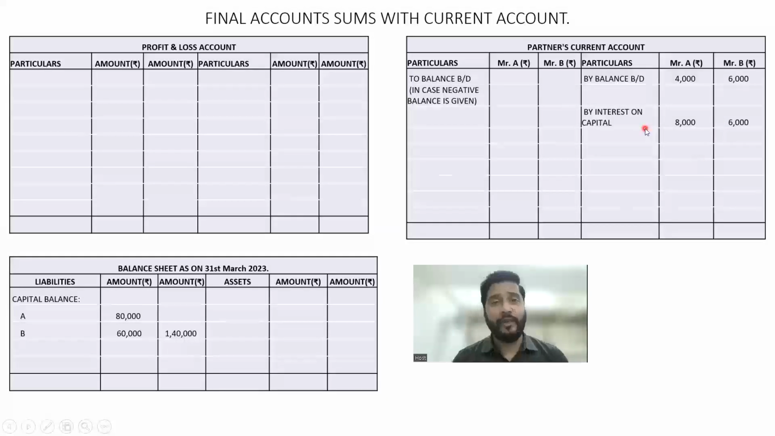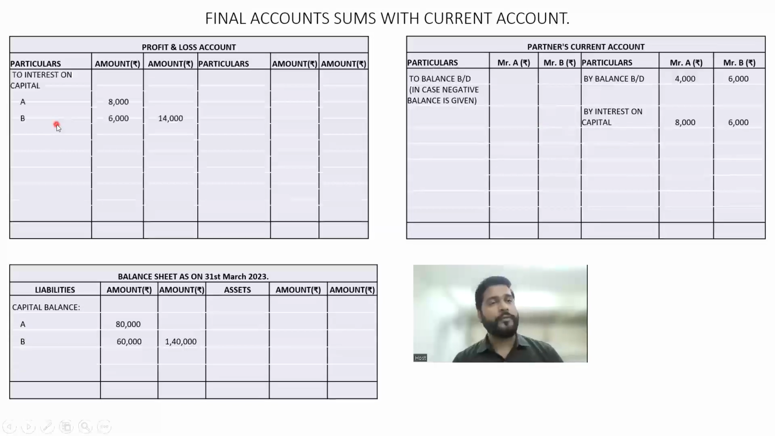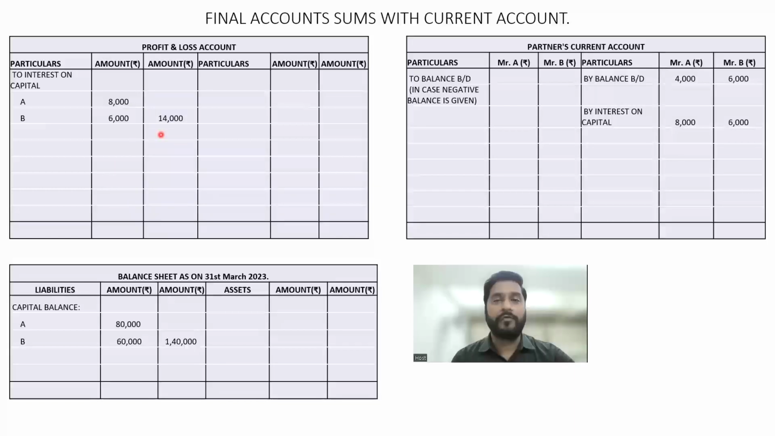Where will the second effect go? It will go on the profit and loss account debit side. Check just like this. Interest on capital will be shown on the profit and loss account debit side, in the inner column both the IOC amounts, and in the outer column the total of them.